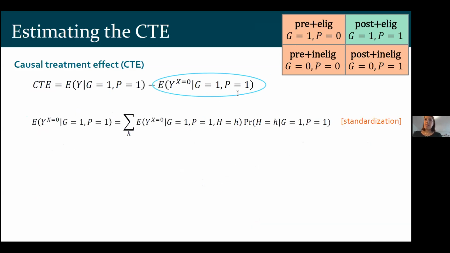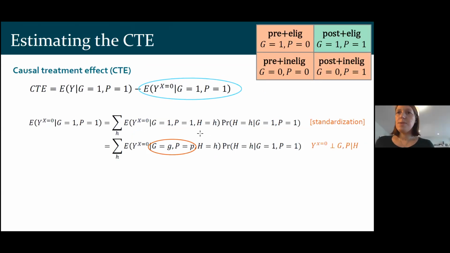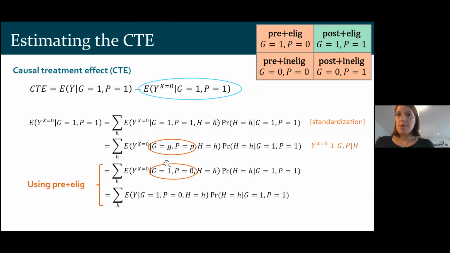So this second expectation in the causal treatment effect, the first step is we can average over H, so use standardization. And then looking at this first term in that sum, just imagining H to be binary or categorical for simplicity here, we've just said that according to our DAG, we have this conditional independence condition here. And so we can replace G and P by anything here. We could replace it by G is 1 and P equals 0.